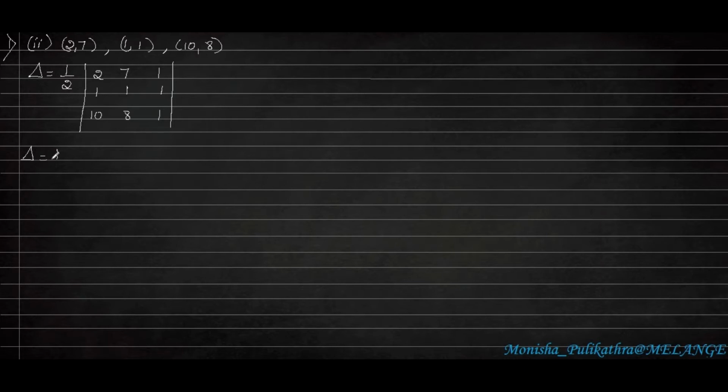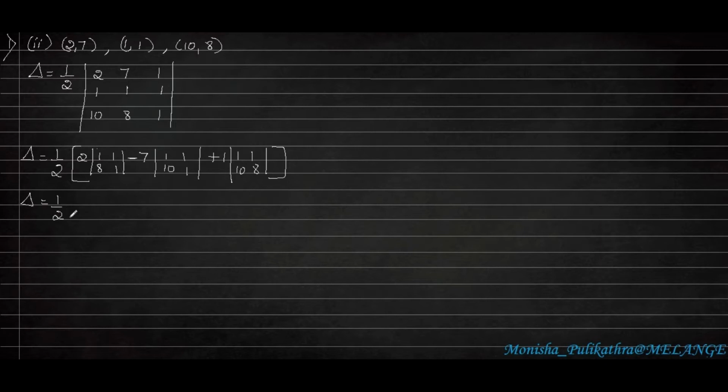So delta is equal to half into, here the first element is 2. When I take 2, this column and this row get cancelled. Remaining will be 1, 1, 8, 1. The middle number should always be designated with the minus symbol. When I take 7, this column and this row get cancelled. Remaining is 1, 1, 10, 1. The last one is plus 1. When I take plus 1, this column and this row get cancelled. Remaining is 1, 1, 10, 8.